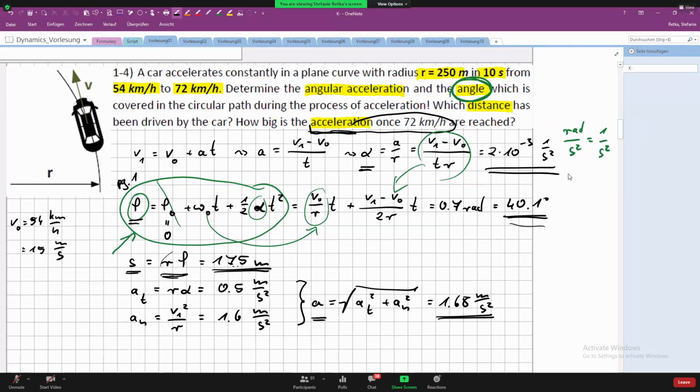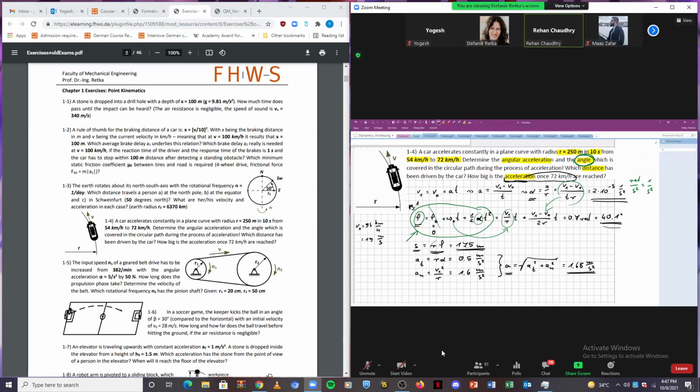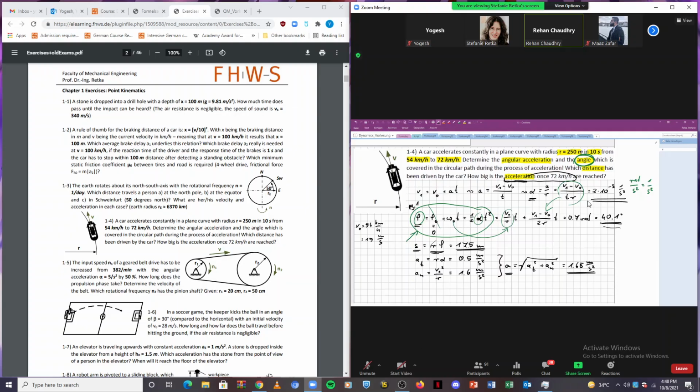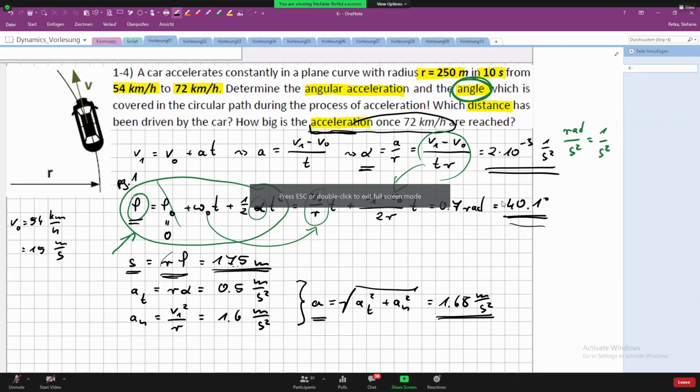I have a question about the solution, actually. It says that the car is accelerating constantly. So why do we get a different acceleration at the end if the acceleration was constant in the first place? It accelerates constantly, so it changes. But no, wait. It accelerates constantly in a plane curve. That means that it's not a time-dependent variable.